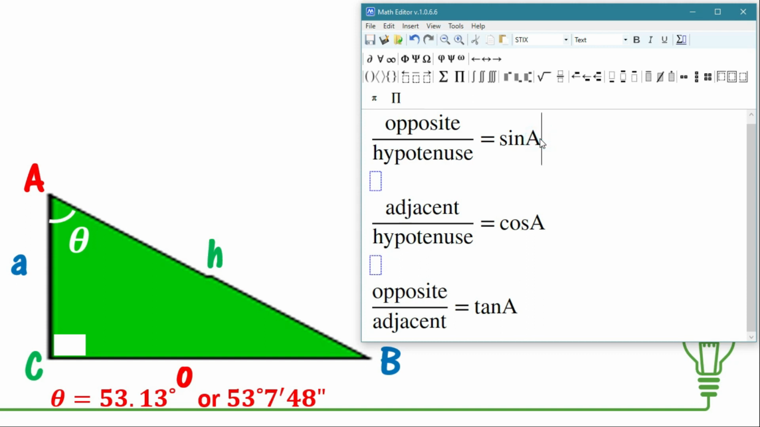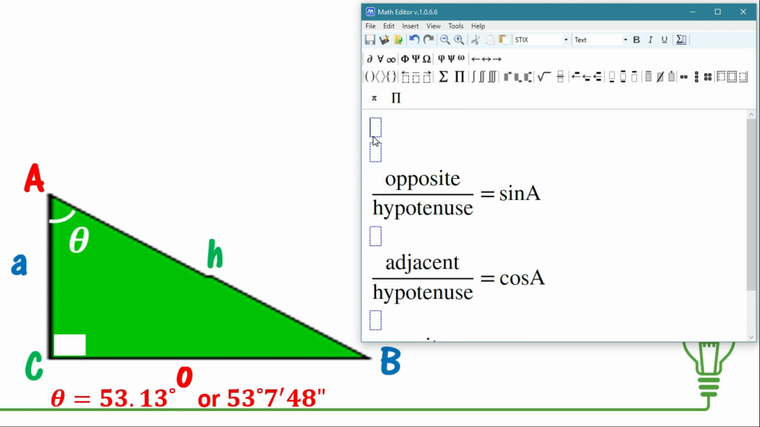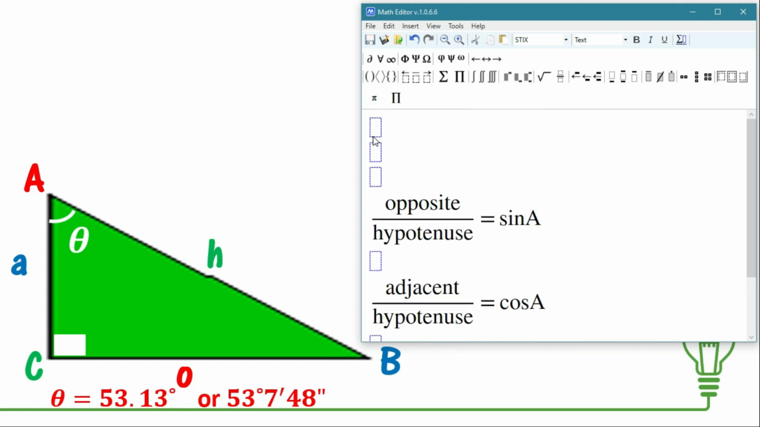So sine A, given this ratio, will be opposite over hypotenuse. Let us assume values for the sides. Let's say, for example, our hypotenuse will be equivalent to 10, and then our adjacent side would be equivalent to 8.